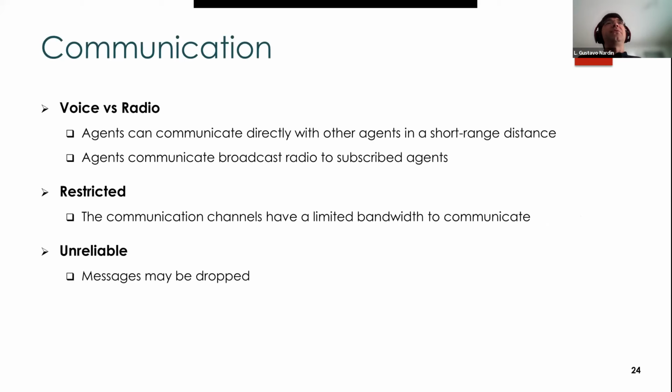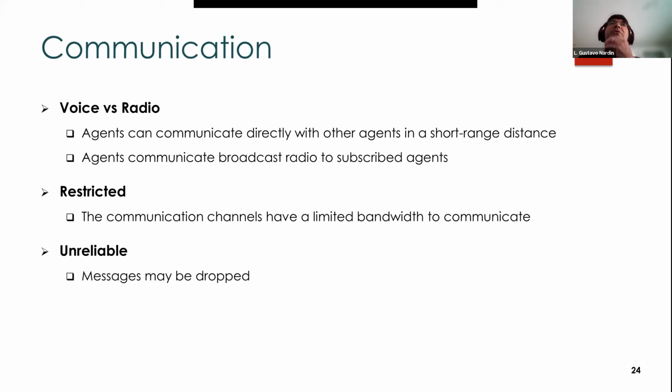Communication can happen in two different ways. The first one is voice communication. If the agents are close together within a certain limited range, then they can talk to each other. Or they can subscribe to a radio channel, and they can listen to that radio channel or broadcast messages on it.